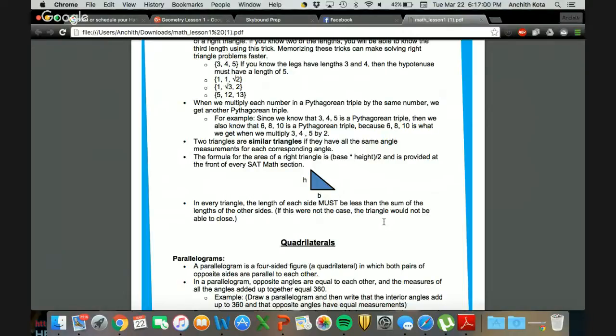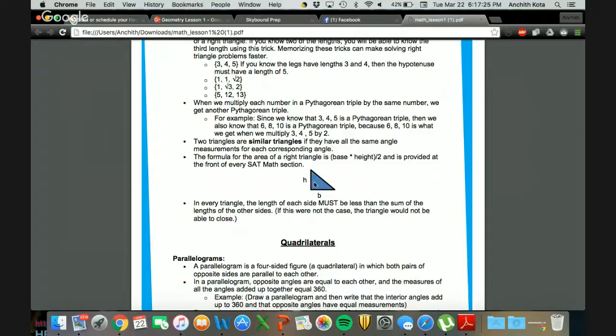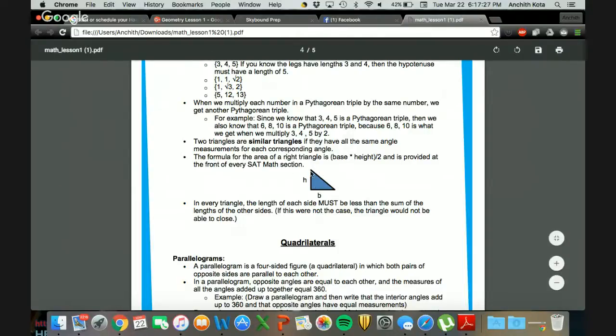In every triangle, the length of each side must be less than the sum of the lengths of the other sides. For example, if this leg was 2 and this leg was 3, this hypotenuse has to be less than 5, because if it were greater than 5, the triangle wouldn't be able to close. You'd end up with 3 lines that don't form a closed polygon.